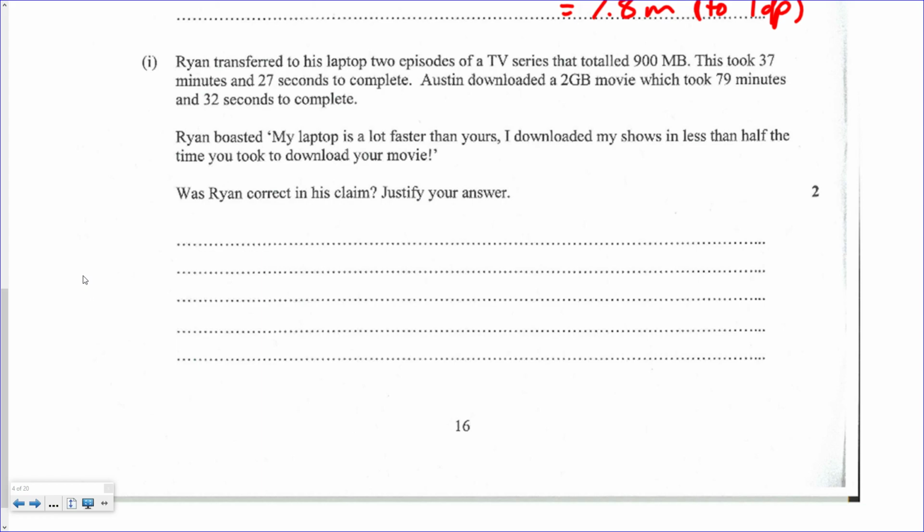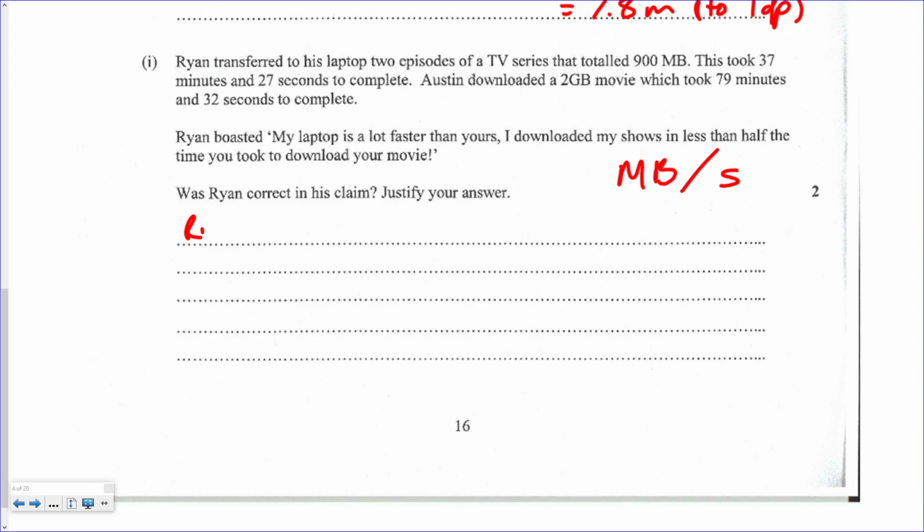So let's first of all look at Ryan's speed. What we want to do, by the way, is compare both of the download speeds. So how about we find the speed in megabytes per minute? If we can find both of their download speeds in megabytes per minute, we can then just compare the two. Actually, in my solutions, I've done it in seconds, so we might as well just do megabytes per second, and then again we can still compare them.